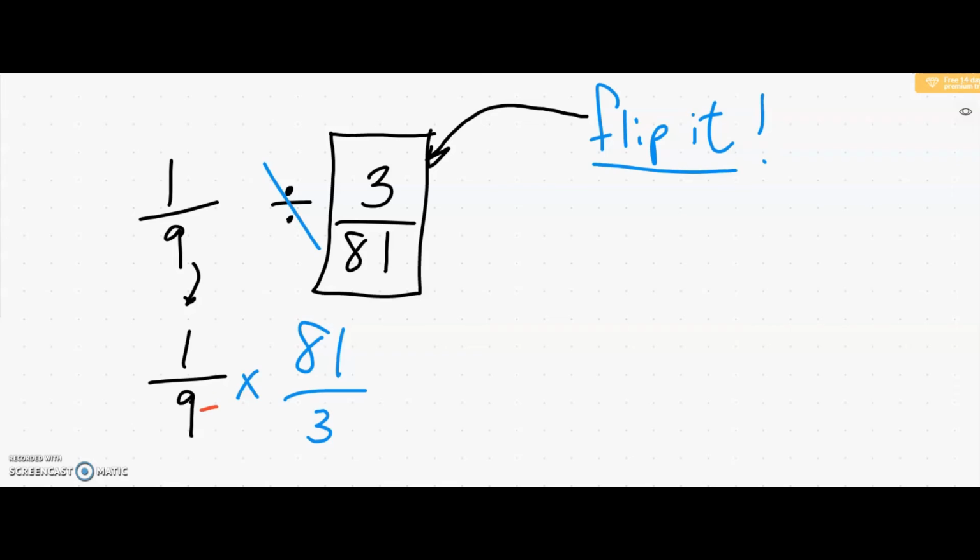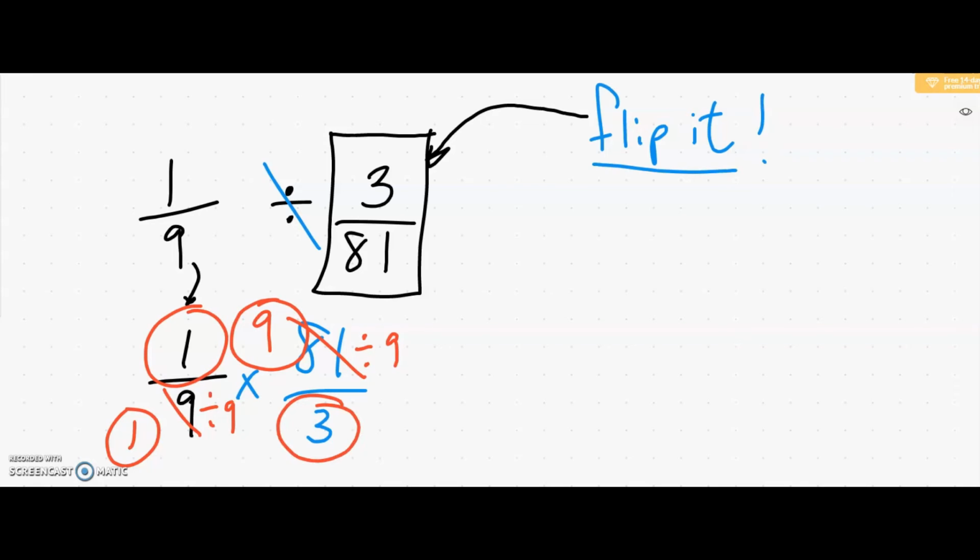So I'm going to take 9 and divide it by 9. And whatever I do to the bottom, I can do to the top. I'm going to take 81 and divide it by 9. So 9 divided by 9 is going to give me 1. 81 divided by 9 is going to give me 9. 1 and 3, can't do anything with it. So we're going to do 1 times 9, which is going to give me 9. 1 times 3, which is going to give me 3.